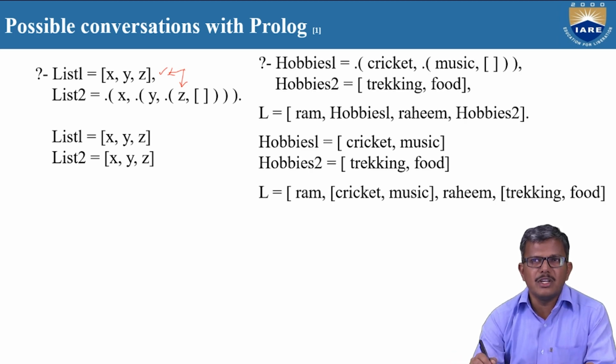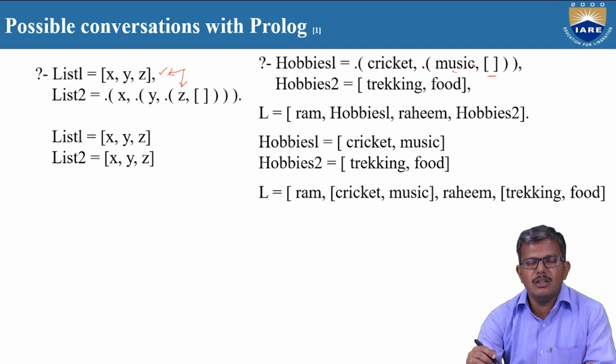Let's see some examples. One example is hobbies equal to a list we have taken: cricket followed by the tail. So cricket is the head and the remaining part is the tail. But there is a dot symbol here. What does this dot represent? A sublist is there, meaning in the main list, the tail portion has one more list. What does that list have? Music and the empty list. So music has become the head and the remaining thing is the empty list.